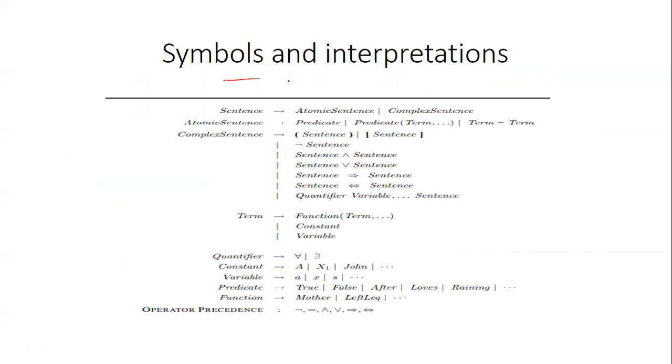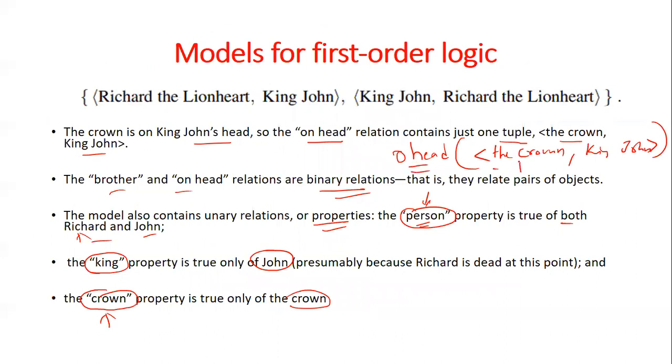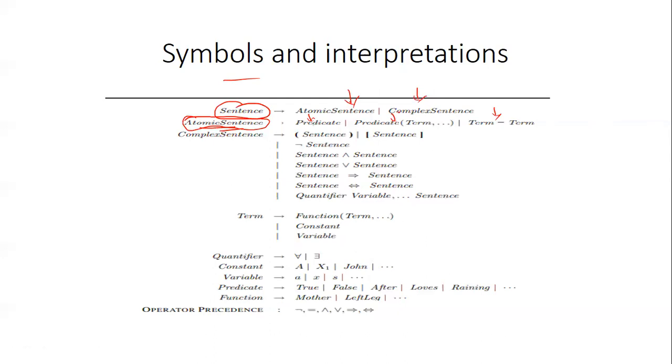So these are the symbols and interpretation in first order logic. In first order logic, a sentence can be either an atomic sentence or a combination of atomic sentences and complex sentences. Now, what is an atomic sentence? An atomic sentence can be just a simple predicate, or a predicate with parameters, or several terms. For example, here left leg is a predicate, and on head is a predicate with these parameters. Richard is a term, it's a constant. John is a term, it's a constant.